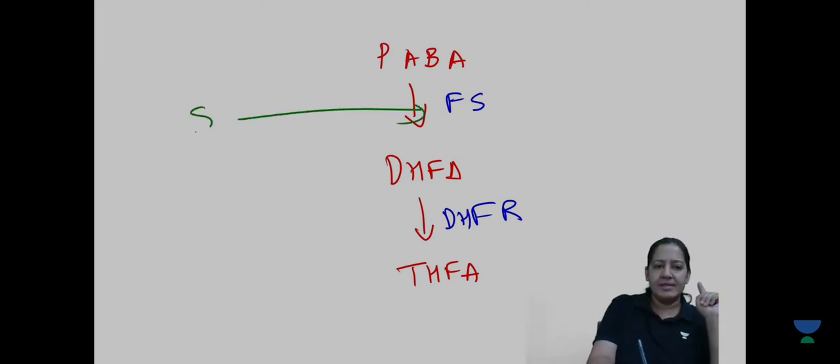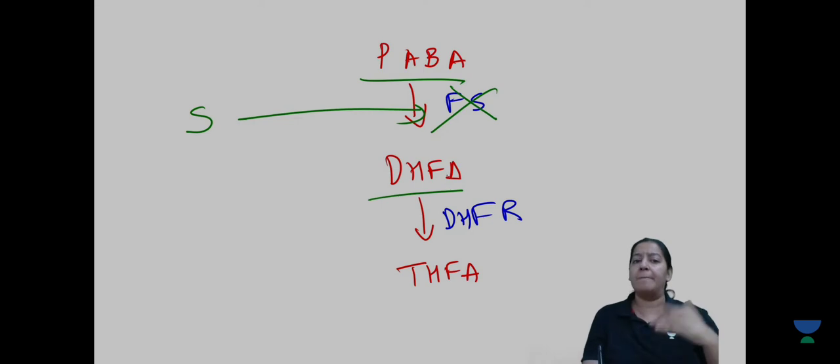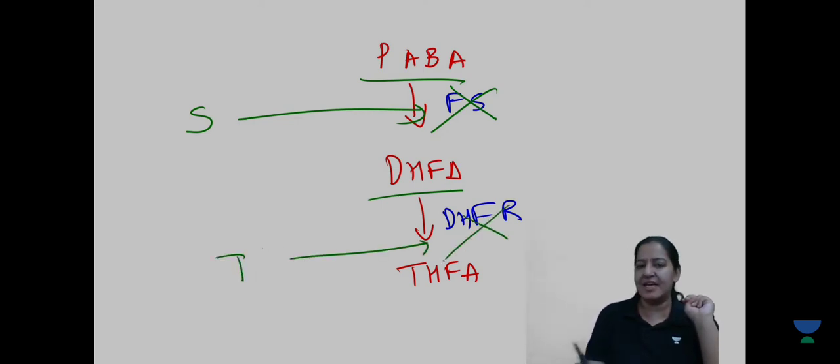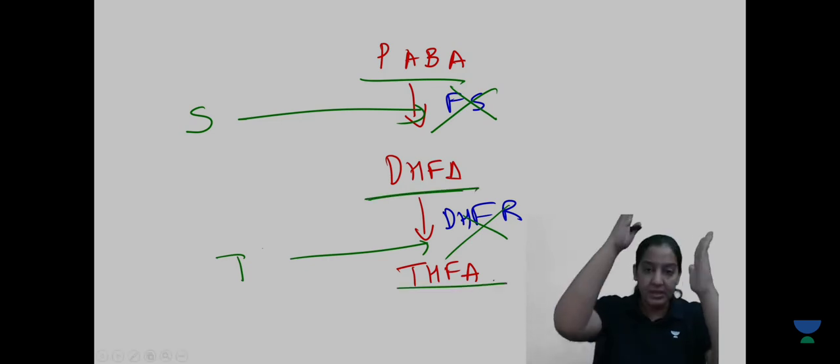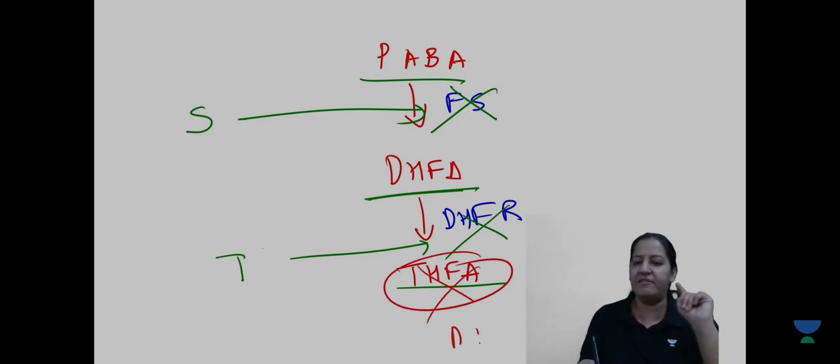Now we have two drugs. The first drug, sulfonamide, is acting here, inhibiting this enzyme, inhibiting the conversion of PABA to DHFA. If a little bit still gets converted by mistake, the second drug is present. The second drug is trimethoprim, which inhibits the second enzyme, that is DHFR, and inhibits the conversion of DHFA to THFA. This is known as sequential blockage. So ultimately, folic acid is not formed, so DNA will not form.